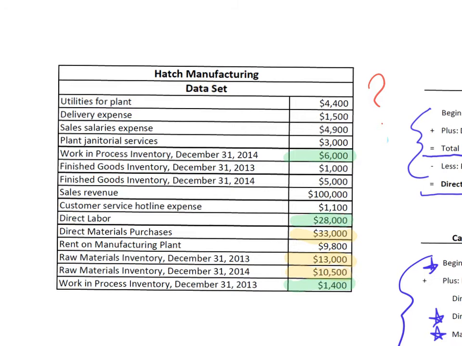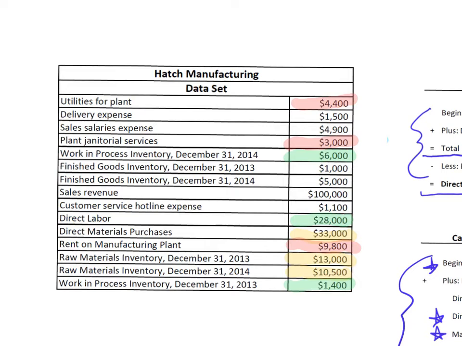Total manufacturing overhead isn't given, but I can calculate it by identifying of my data set which of these items belong as parts of manufacturing overhead. So I'm going to start at the top and just look for items that belong in manufacturing overhead. Utilities for plant, yes, because they relate to manufacturing. Not delivery, not sales salaries, yes to the plant and janitor. Nothing with sales revenue, nothing with customer hotline. Rent on the manufacturing plant, yes. And that's all I see that belong in manufacturing overhead.